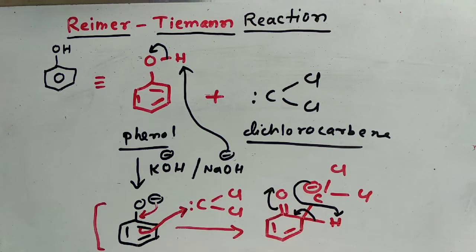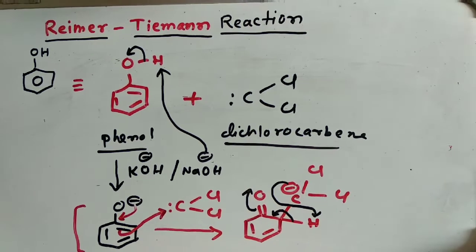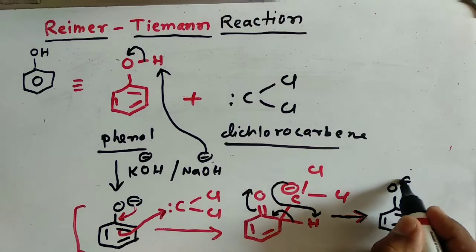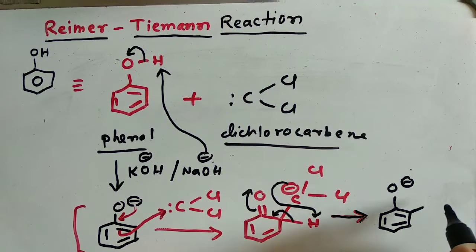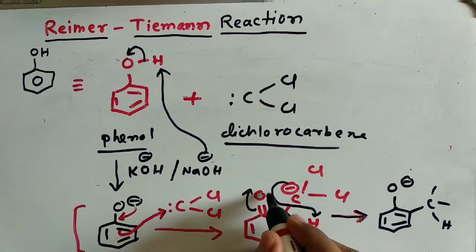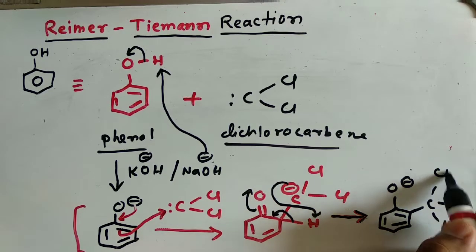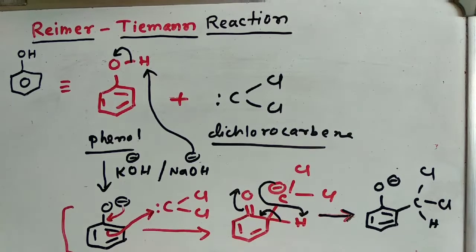In the next step, the product will be like this: here a pi bond, here OH minus, here C, and here one hydrogen that is accepted by this negative charge, and here chlorine, and here another chlorine. So this is the reaction intermediate over here.